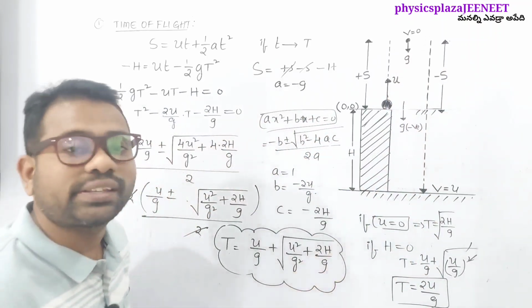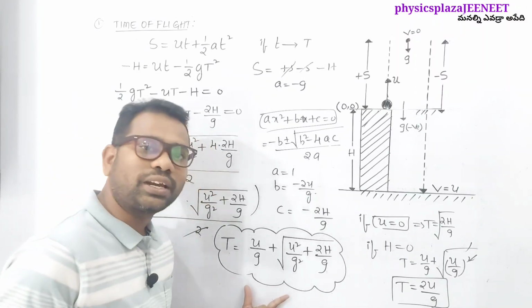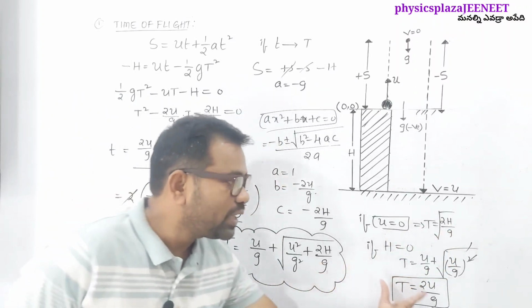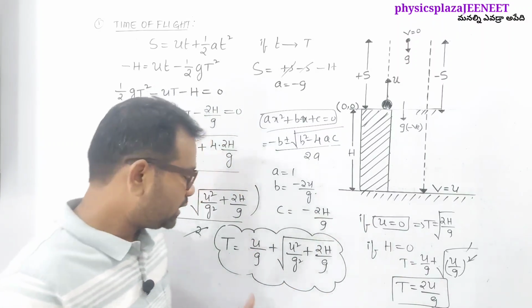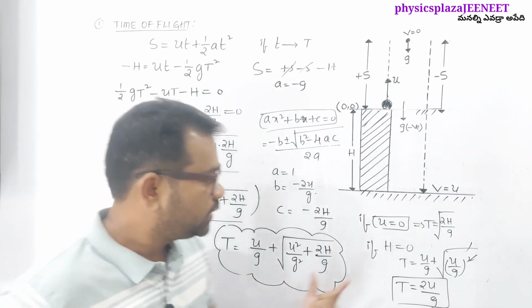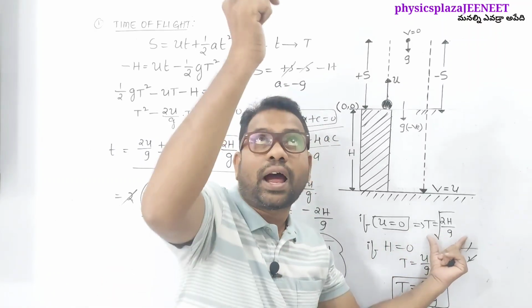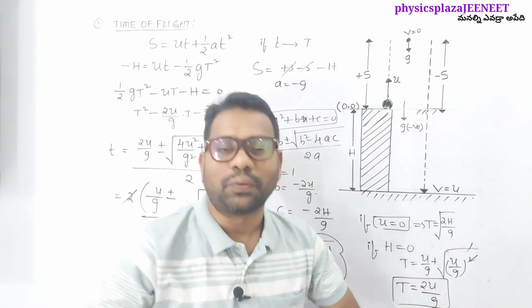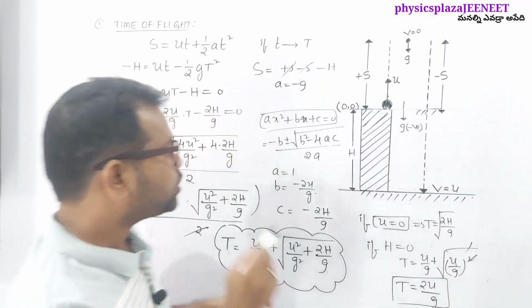So this is the beauty of this expression, children. We can get case 1, and we also can get case 2 here. This is the time of flight where the body is thrown from height to ground. This is the time of flight where it is height to ground. This is the time of flight where it is ground to ground only. Is it clear? Just copy this.